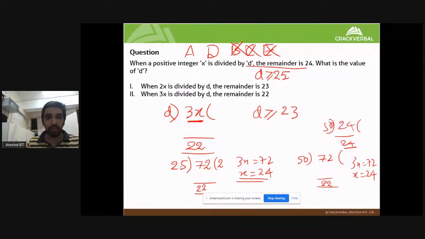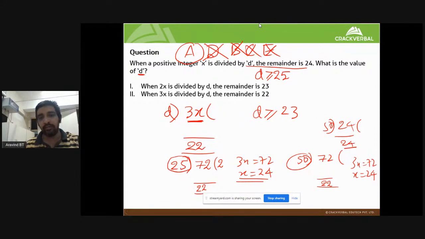So what is the value of the divisor? The divisor can be 25. The divisor can be 50. Do we have a unique value for the divisor? We don't. So is the second statement sufficient? It is not. So D is ruled out. A is your answer.